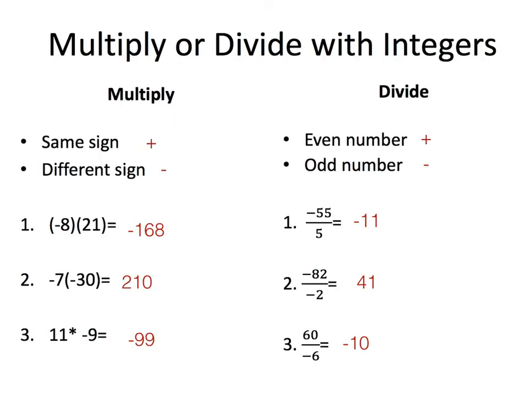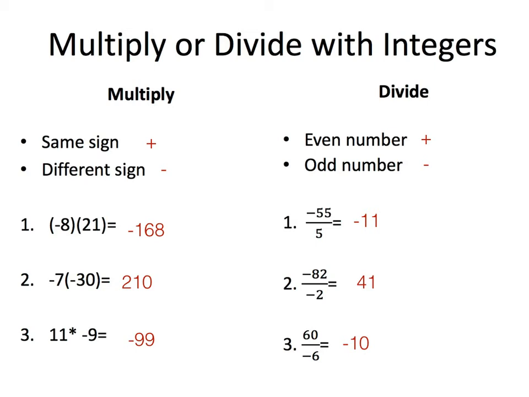Next, we want to discuss multiplying or dividing with integers. When you multiply or divide with integers, if the two numbers you are multiplying are the same sign, or if the two numbers you are dividing are the same sign, both positive or both negative, your answer will always be positive. If you are multiplying or dividing and you have two integers that have two different signs, your answer will always be negative. That rule is always going to exist for both same sign and different sign.